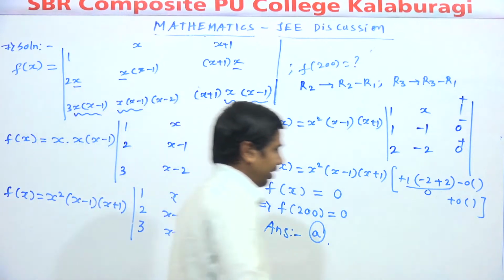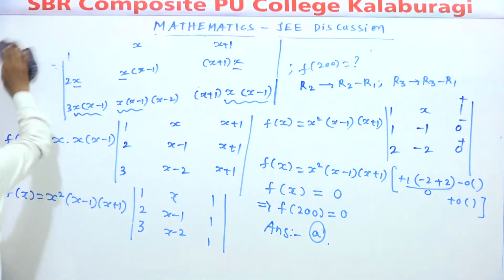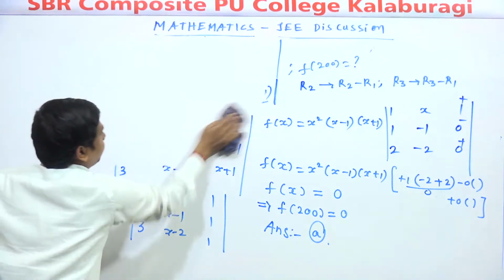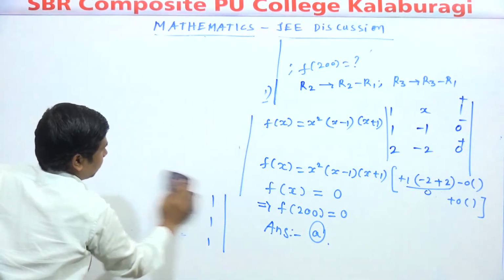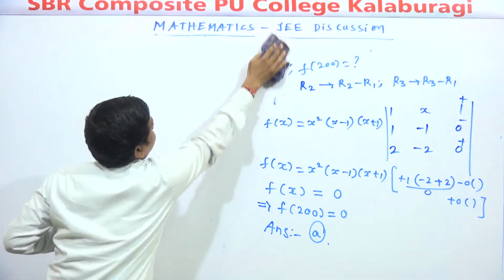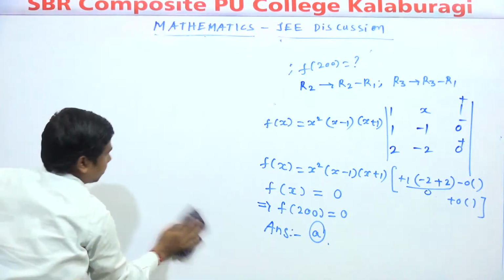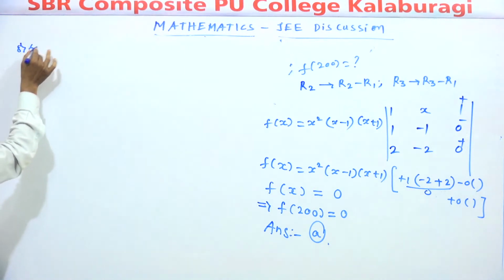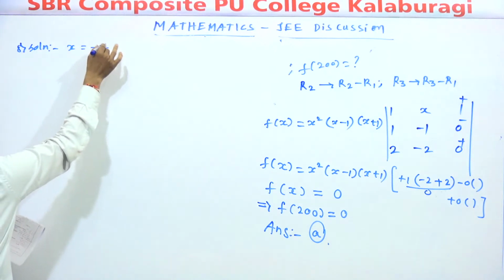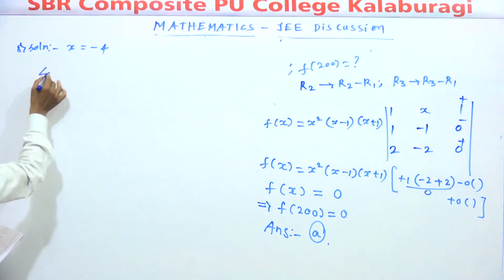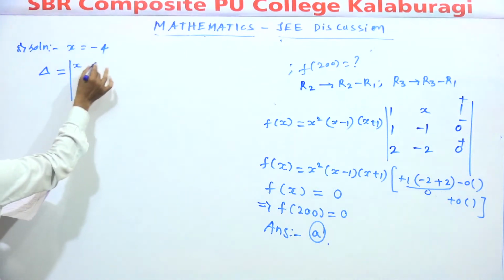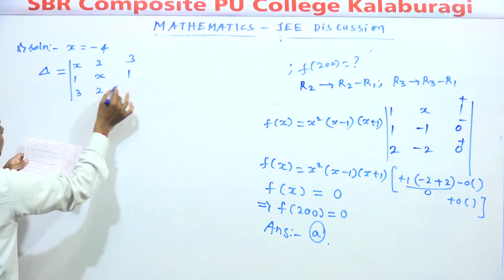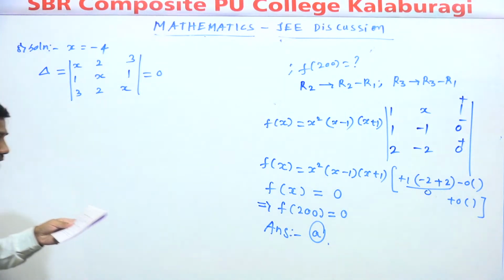Now let us go for the 8th question. The question says, if x equal to minus 4 is one of the roots of the determinant delta equal to the matrix with rows x, 2, 3; 1, x, 1; 3, 2, x, equal to 0, find the other two roots.